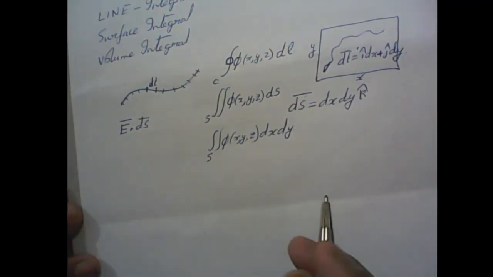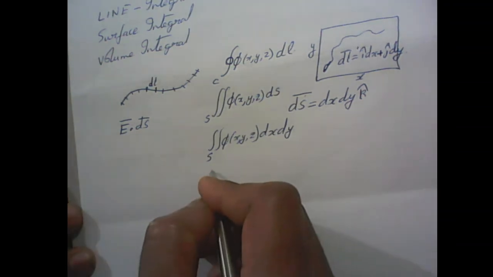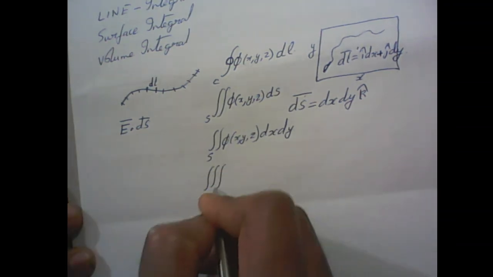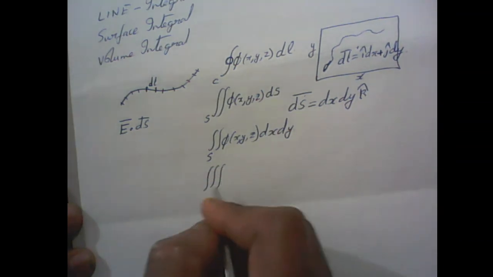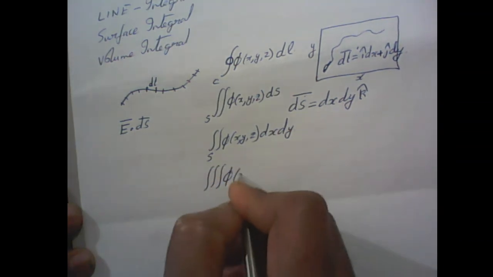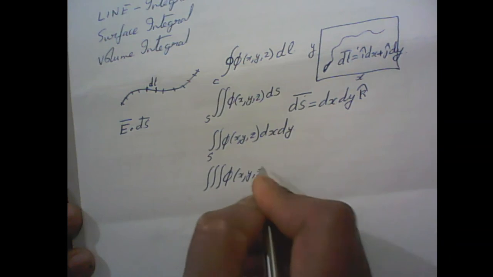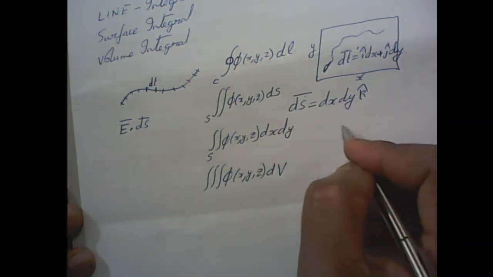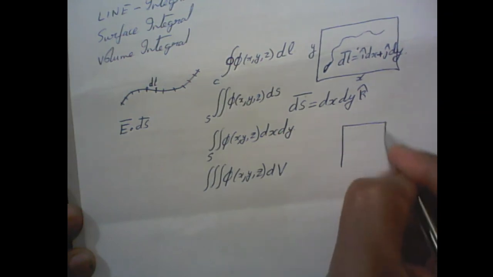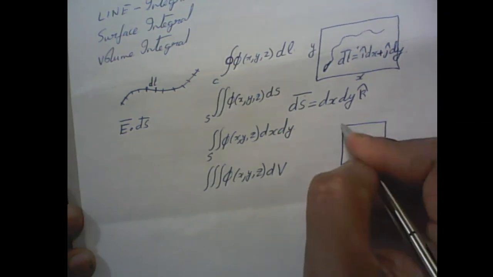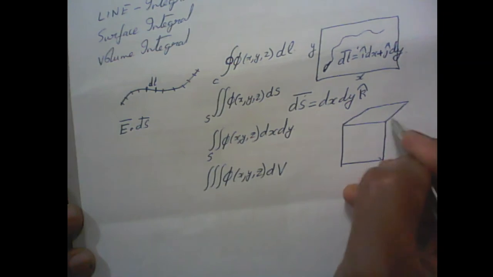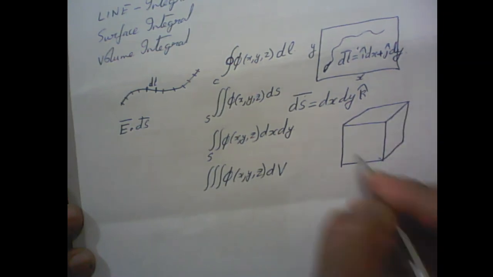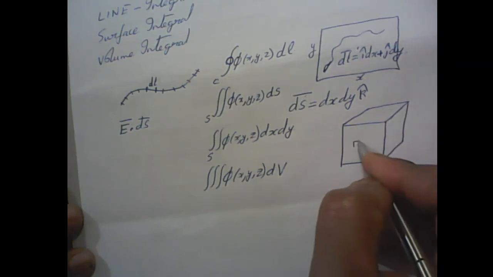For a volume integral, what happens? It becomes three-dimensional: integration over volume in x, y, z, so phi(x, y, z) dv. What is dv? dv is an element of volume. If I consider it in three dimensions, it's something like this, and dv is a small element of volume here.